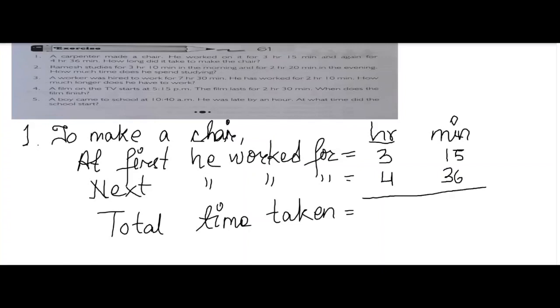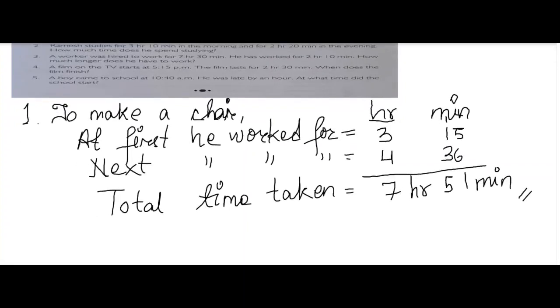So 5 plus 6, 11. 1 I will write at the top. 1 I will write here. 3 plus 1 is 5. So 5. And 3 plus 4 is 7. So what will be your answer? Your answer will be 7 hours 51 minutes. So in this way you will write the statement and you will solve the exercises. Okay, number 1. So number 2, let us do number 2, children.